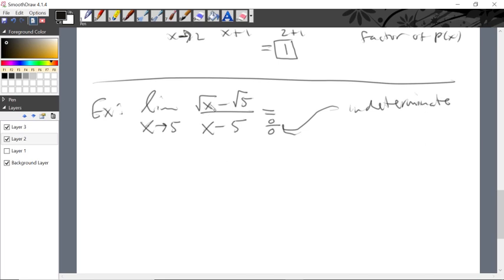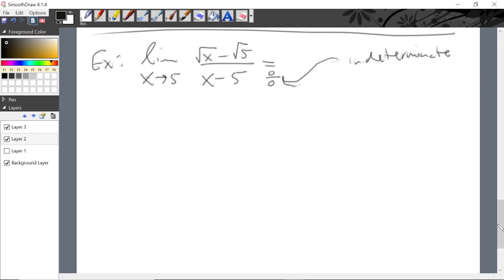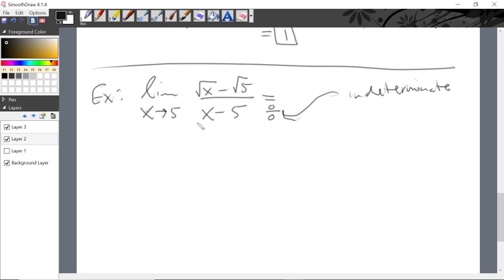But not polynomial in the numerator. Right? So the factor theorem doesn't apply unless we can transform this into an equivalent ratio where the numerator is polynomial. And we can do that here. We can rationalize the numerator. That is, transform the numerator into a rational expression.